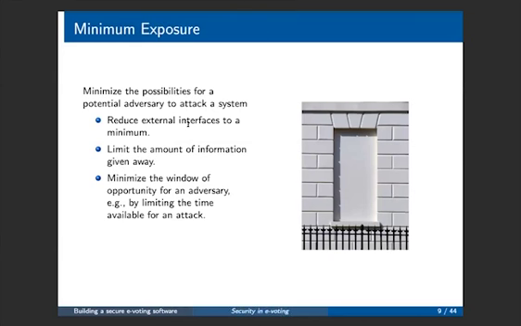Minimum exposure. By this we mean reducing external interfaces to a minimum. We want to reduce the possibility of attacks from a potential attacker, or minimize the window of opportunity for an adversary to attack, in terms of time, for instance.